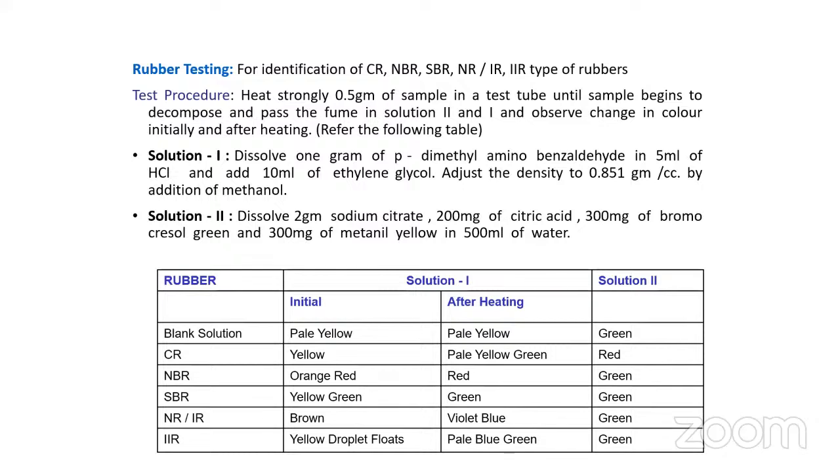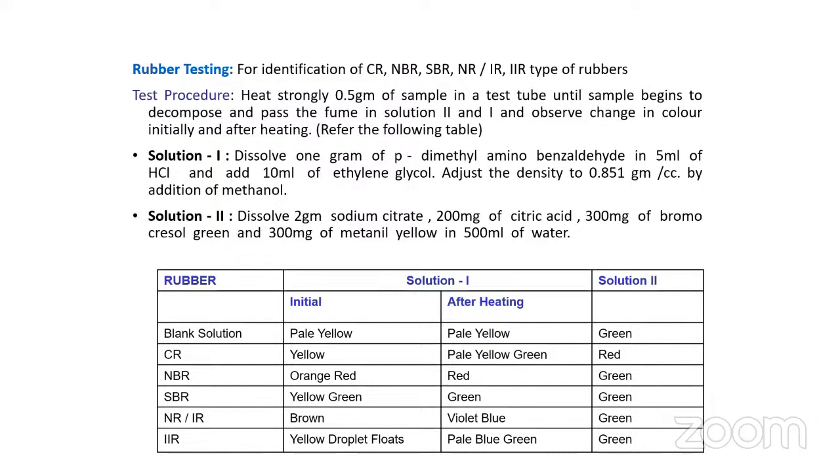If you have a rubber sample with you, we will just shortly explain this part. Primarily, we will prepare two types of solutions, solution one and solution two, as presented in the slides. In solution one, we dissolve 1 gram of para dimethyl amino benzaldehyde, which is a type of chemical, in 5 ml of HCl and add 10 ml of ethylene glycol.